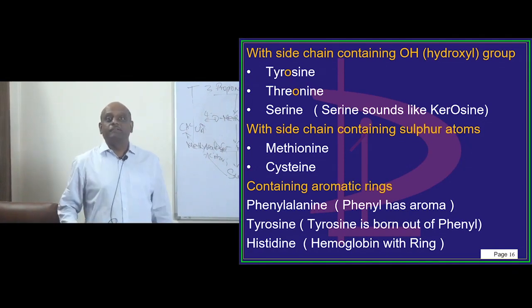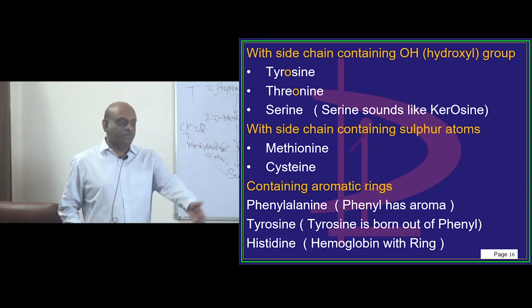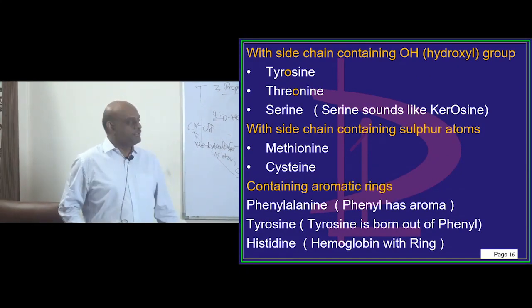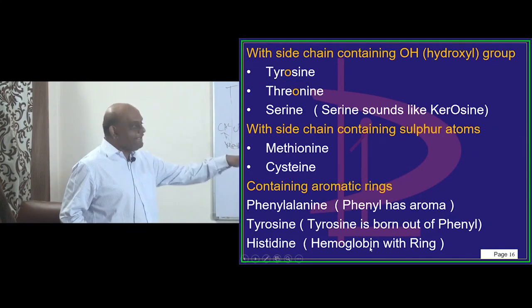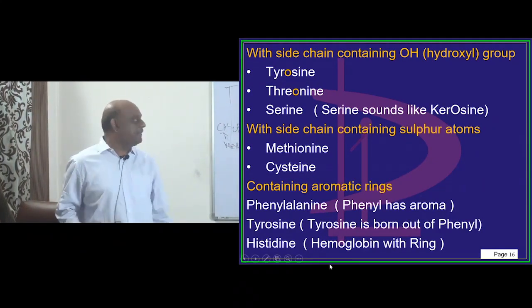So phenyl is the one which we use. Phenyl. So phenylalanine is an aromatic one. Phenyl gives rise to tyrosine, that is also aromatic.